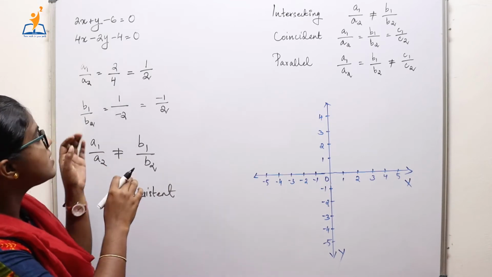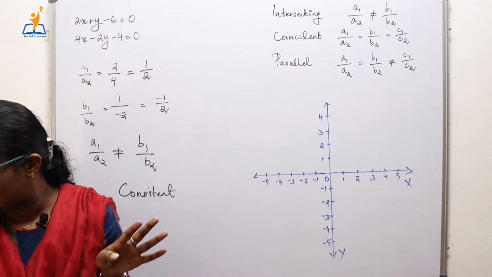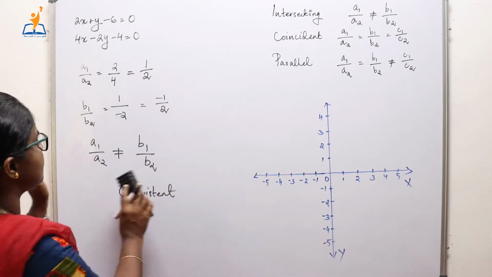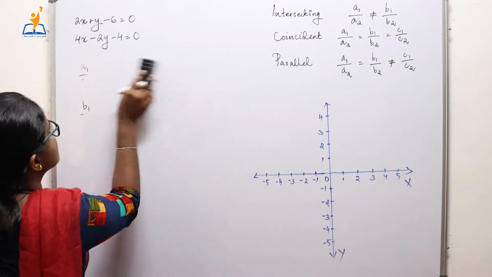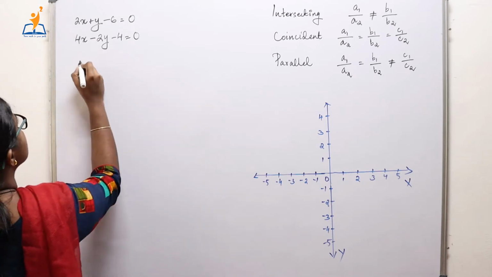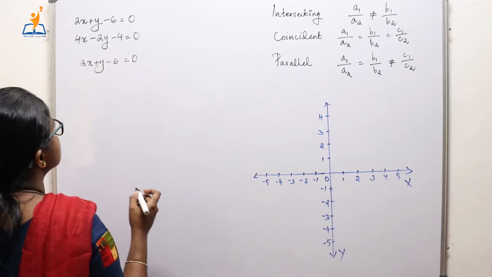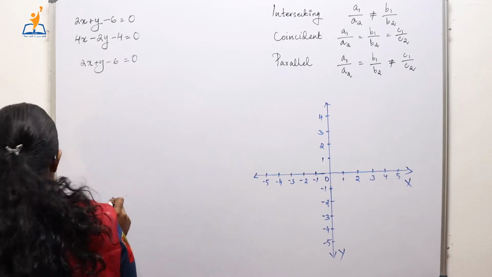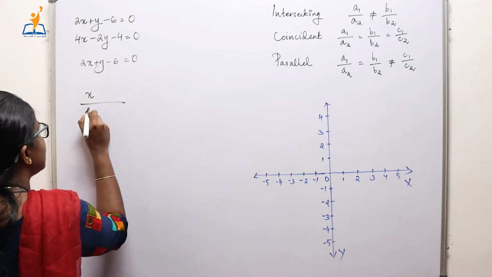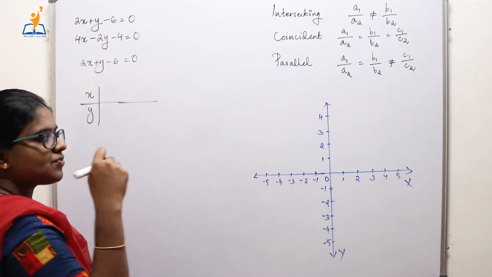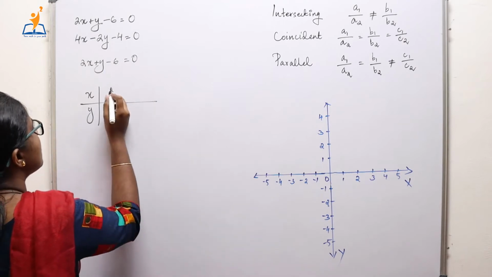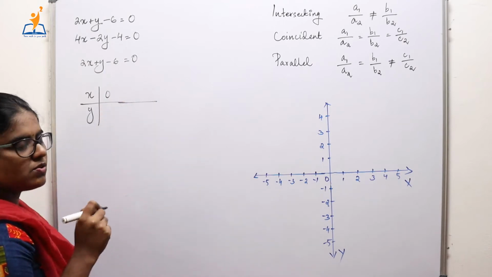For that, we want the solution set for both of these equations, and first of all we can find the solution set of the first equation, that is 2x plus y minus 6 equals 0. In order to find the solution set, we have to put random values for x and hence find the values of y. First of all, we can put x is equal to 0.